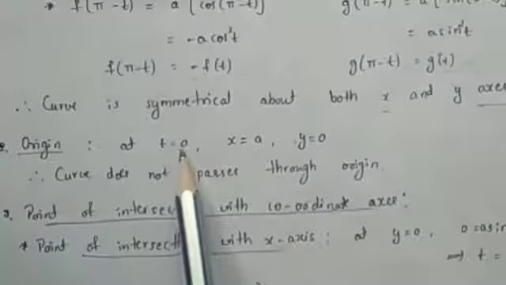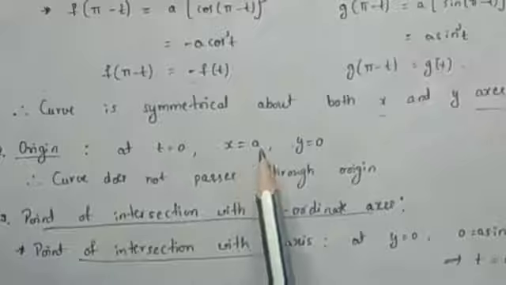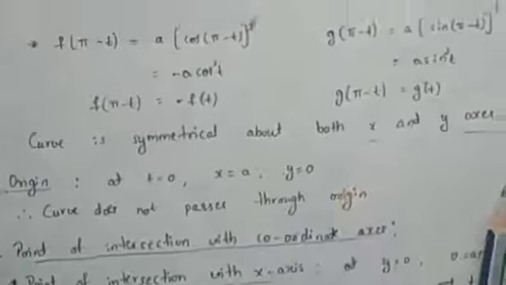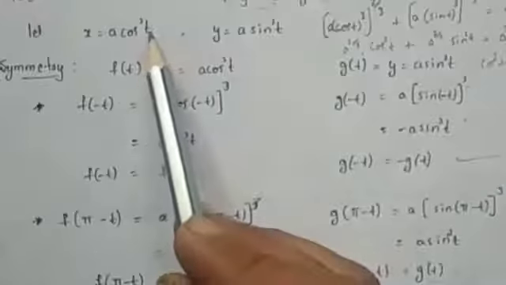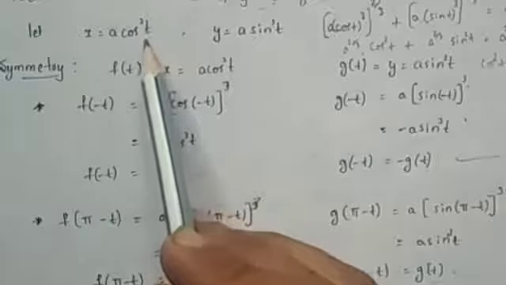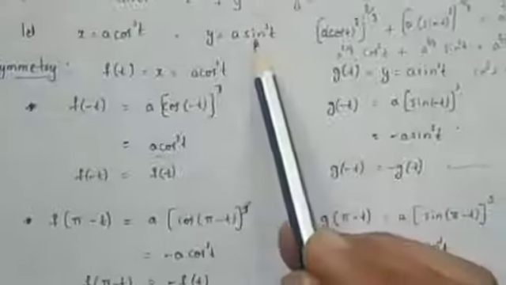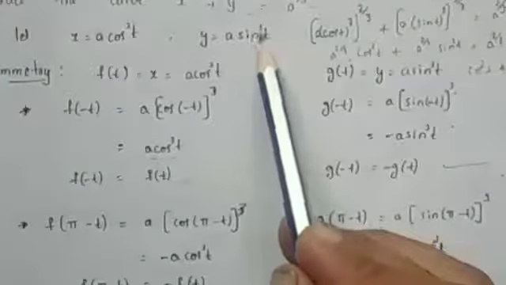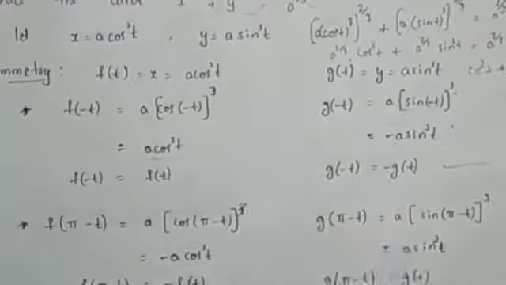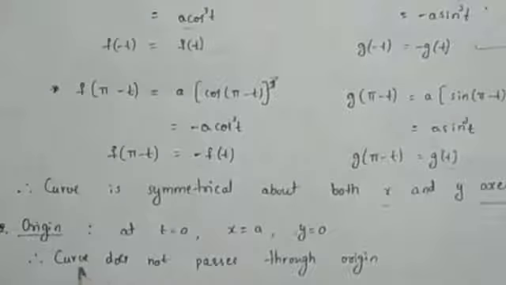At t is equal to 0, we get x is equal to a and y is equal to 0. You put t is equal to 0, cos 0 value is 1, you get x is equal to a. You put t is equal to 0, sin 0 is 0, you get y is equal to 0. Therefore, the curve does not pass through the origin.